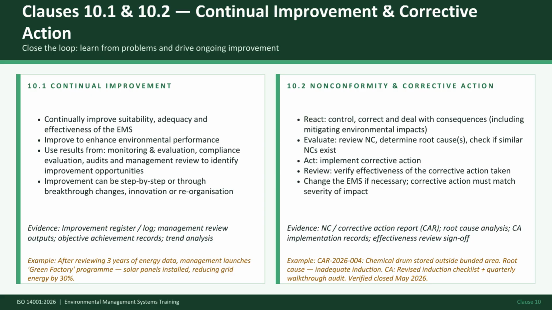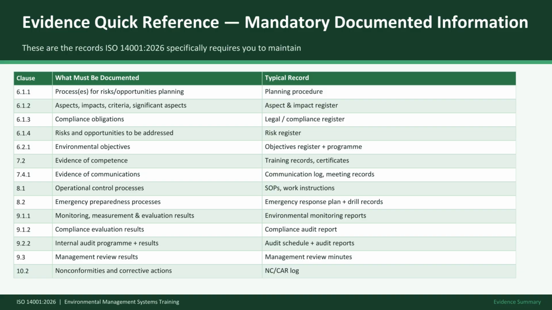If you just fix the symptom and not the cause, the same problem will come back. For example, if a chemical was spilled because the container was poorly labeled, fixing that label addresses the symptom. The root cause might be that nobody reviewed labeling compliance in the last 3 years. Corrective actions must be proportional. A minor administrative error does not need the same level of corrective action as a discharge breach that killed fish in a river.